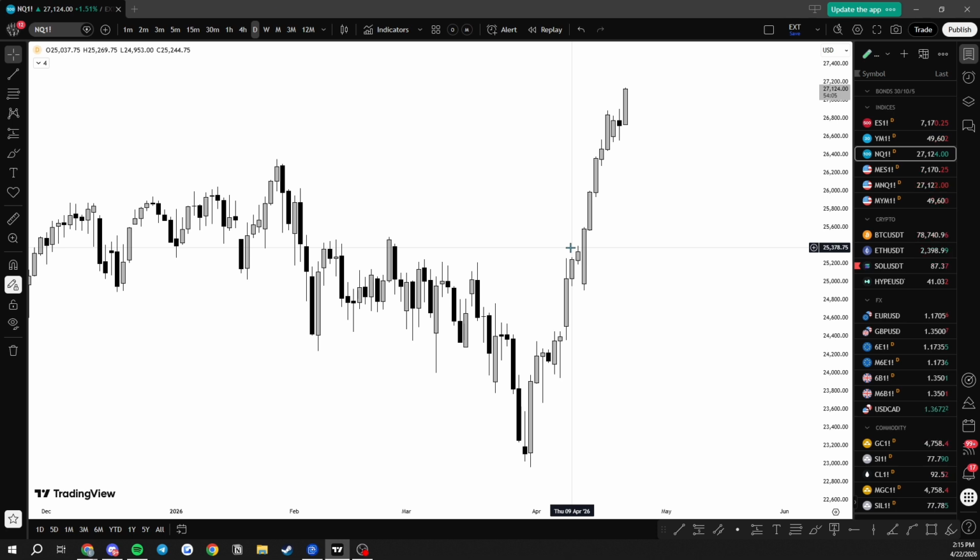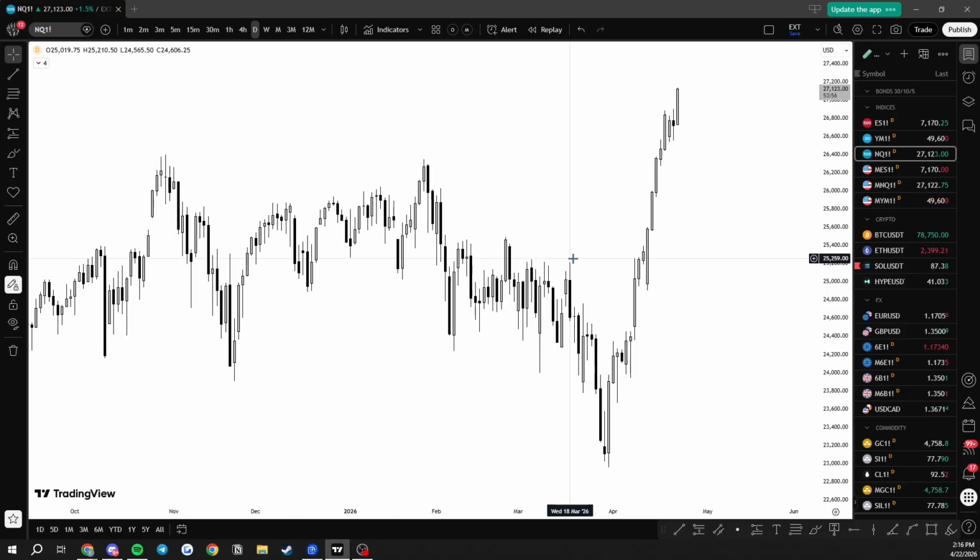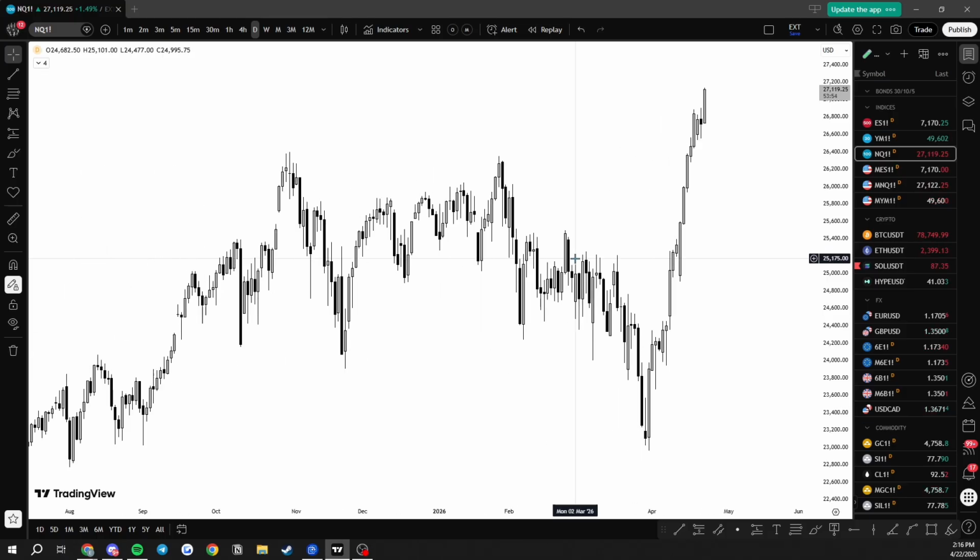I think even on the ICT stream he was expecting a kind of a TGIF where we retrace back into the range, but we're really not getting it. The ceasefire being extended, I mean, apparently it's good enough news to produce this kind of price action.